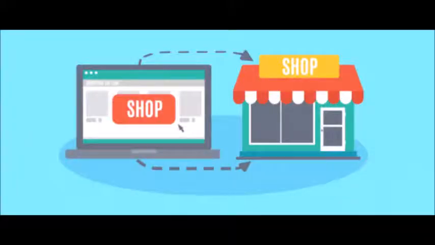The next point is bricks and clicks. Bricks and clicks is when a business has a retail outlet, but also has an e-commerce business, where they offer plenty of services online, such as delivery as well as online transactions. An example of this would be Apple, as Apple has a retail store as well as an online shop.